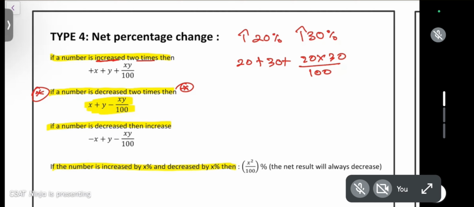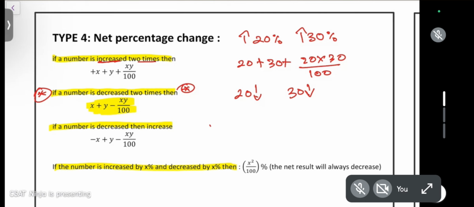And the second formula is this: if a number is decreased 2 times, that means if a number is decreased by 20% and again it is decreased by 30%, that means something like discount. This is the formula for discount. We will do questions based on this one. And if a number is decreased and then increased, that means first decrease and then increase, in that case we use this formula.